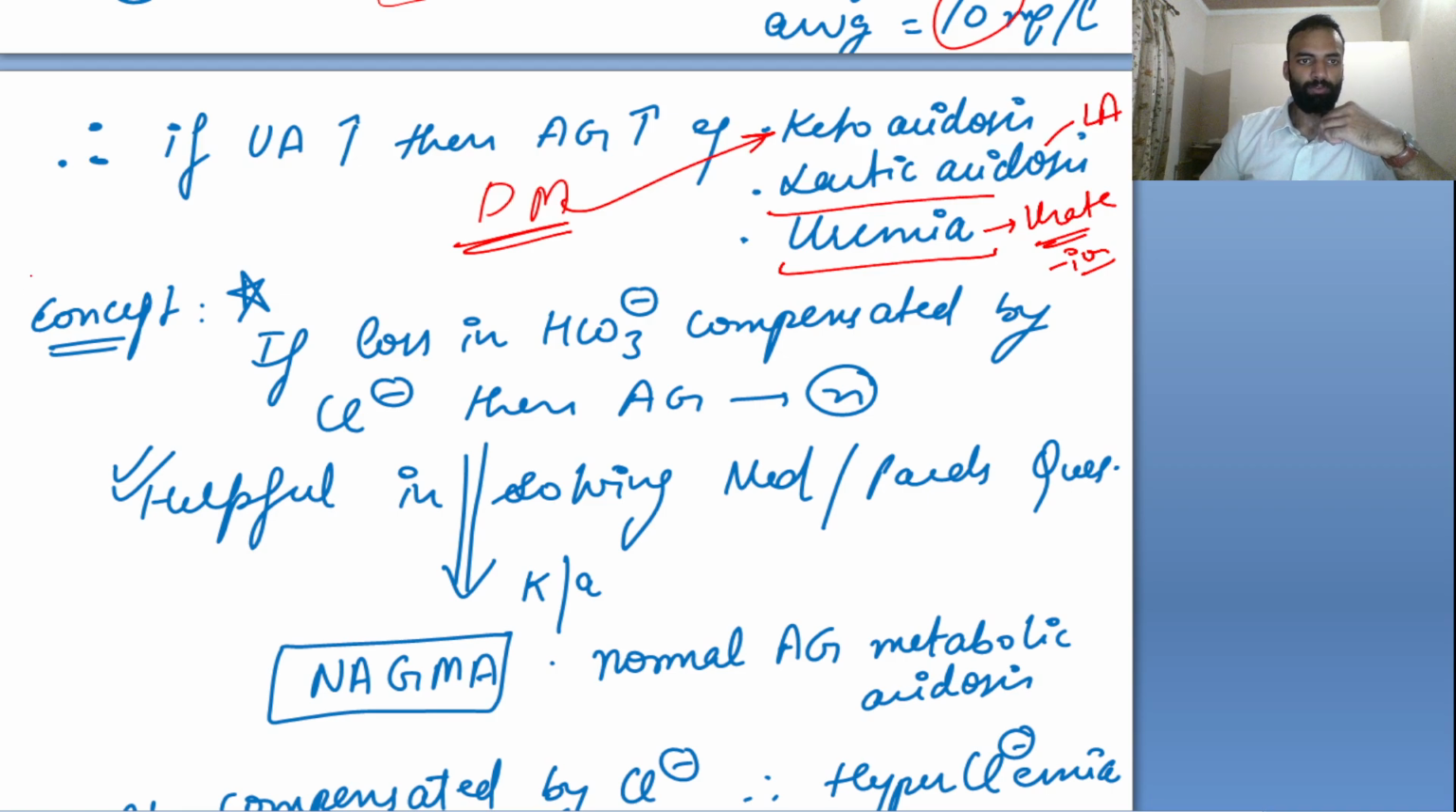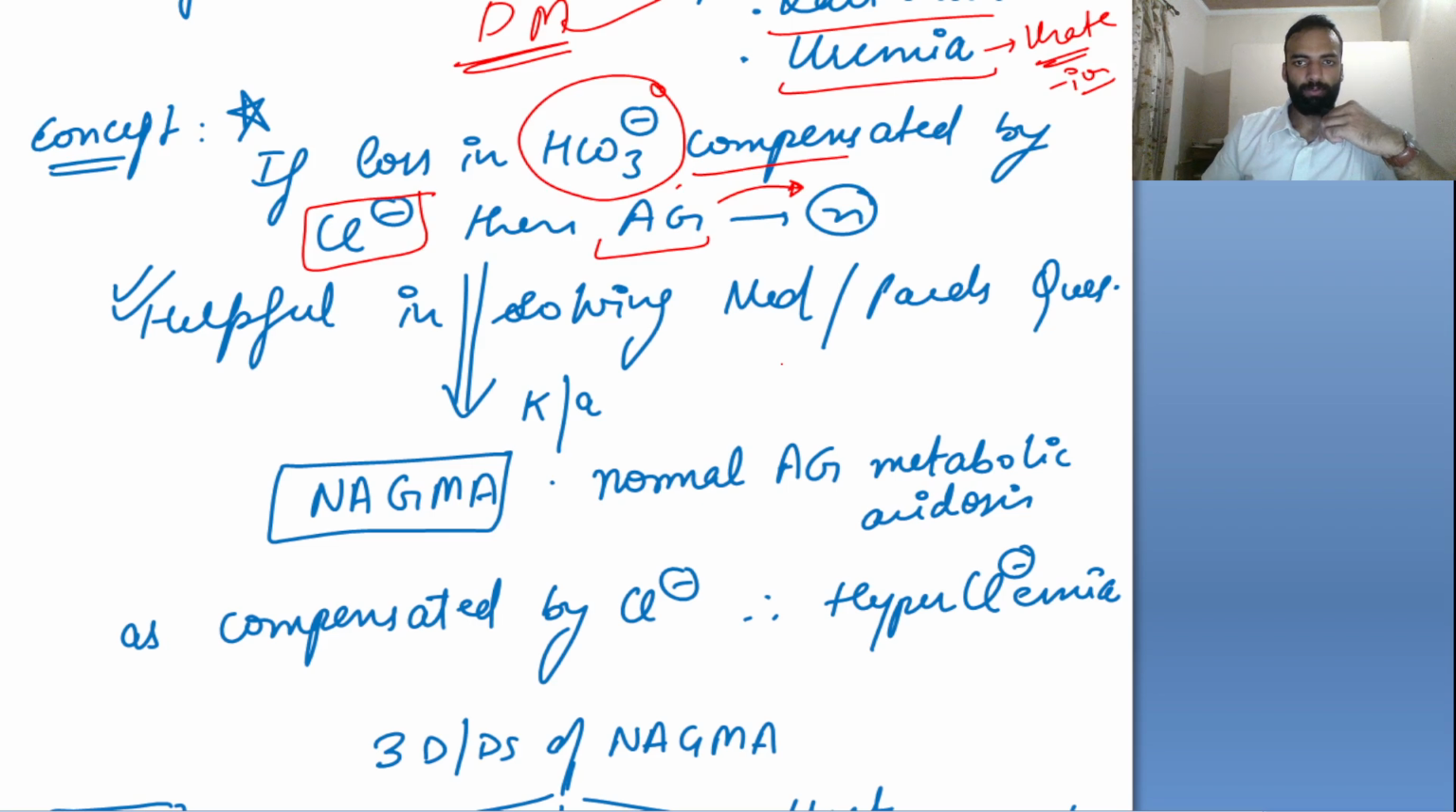There is one more concept which will be helpful in solving questions in medicine and pediatrics also. If there is loss of bicarbonate, let's suppose that we excrete the bicarbonate ions via urine, or if we lose bicarbonate from the intestine, that will be compensated by chloride, and the anion gap will become normal. So it will be helpful in solving medicine and peds questions. This is a basic concept and yet an important concept also.